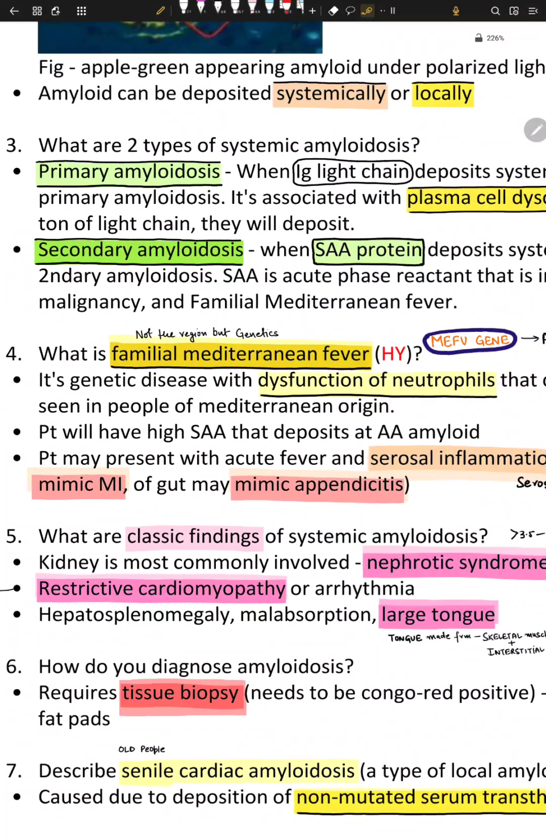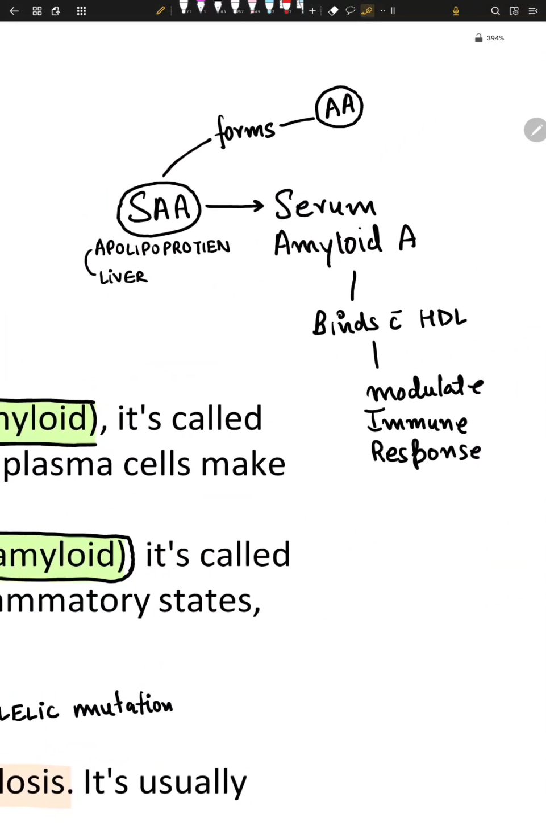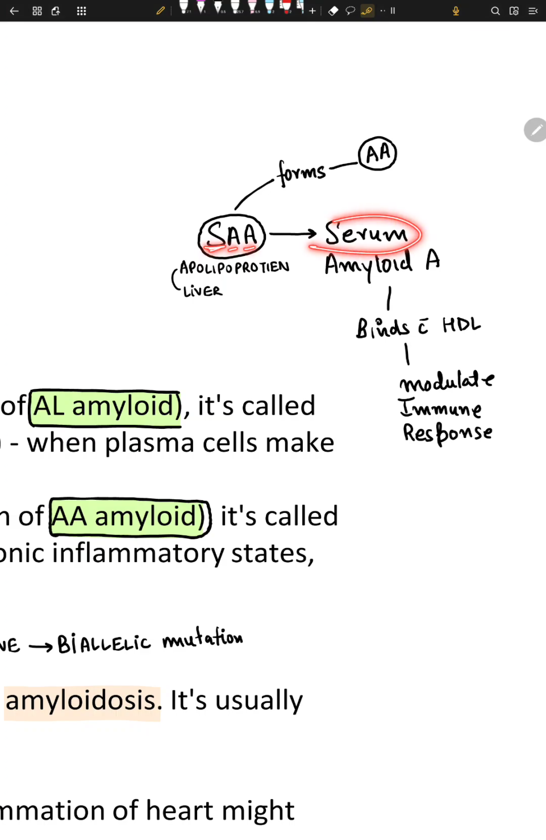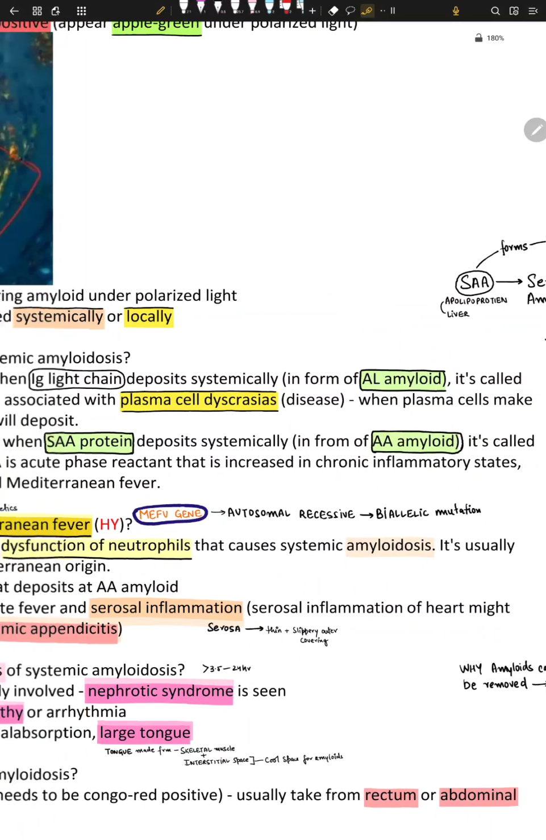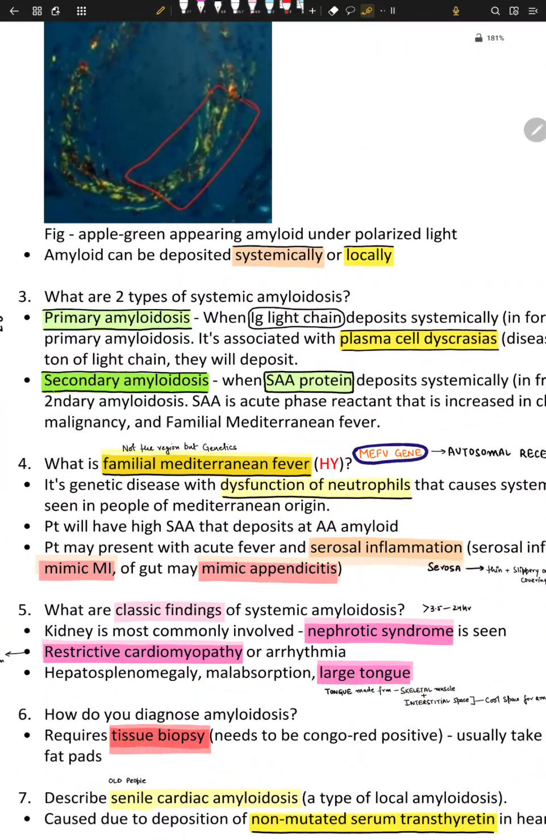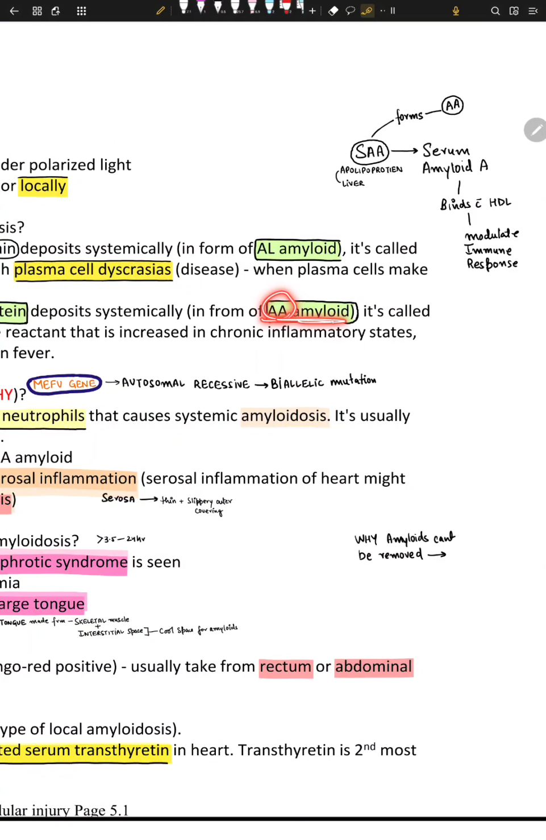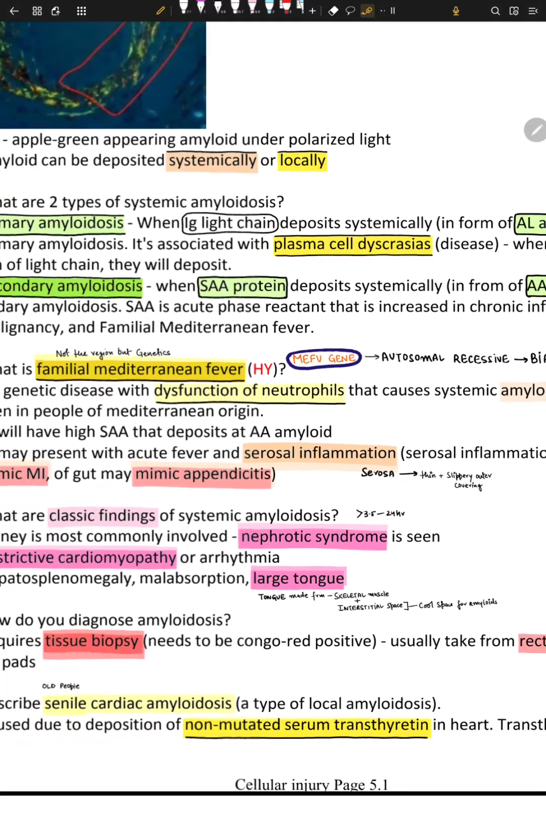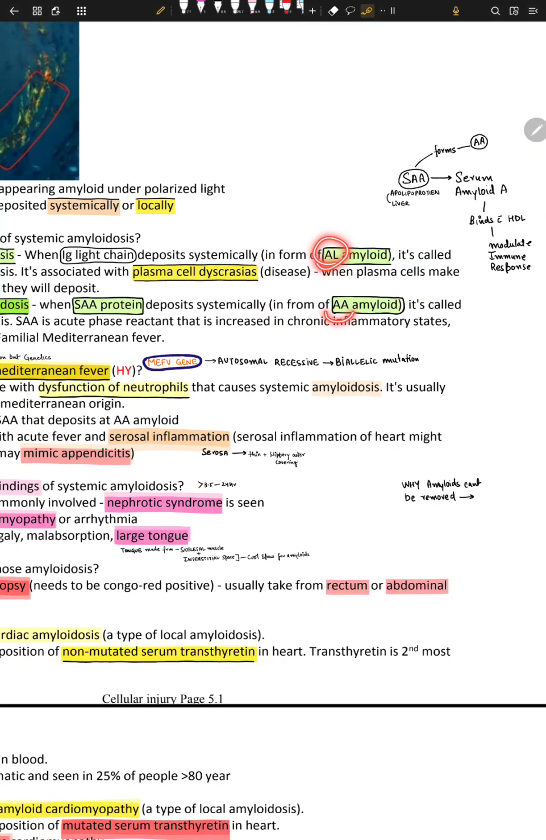Okay, secondary amyloidosis. What is secondary? It's when SAA protein. What is SAA? Okay, SAA, serum amyloid A, right? So AL amyloid and AA amyloidosis. Wait, let's study this. Secondary amyloidosis is when SAA protein deposits systemically in the form of AA amyloid. Here we have AL amyloid, there we have AA amyloid. So the whole confusion arises from AL and AA. AA amyloid and AL are two different types of amyloid proteins, and they are associated with different diseases, right?